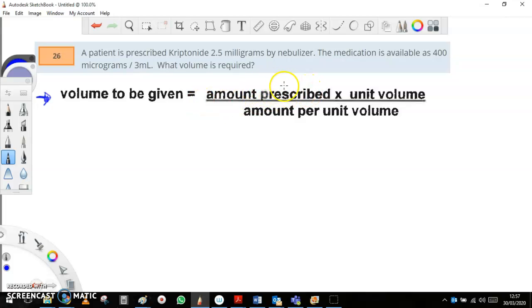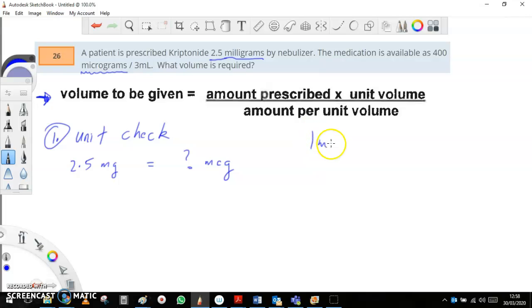Now what's prescribed? Well, first of all, let's do a unit check. The unit check is number one before we use the formula. So we see that the amount prescribed is 2.5 milligrams and the amount per unit volume is in micrograms. So what I'm going to do is convert this 2.5 milligrams into micrograms first. So 2.5 milligrams equals how many micrograms?